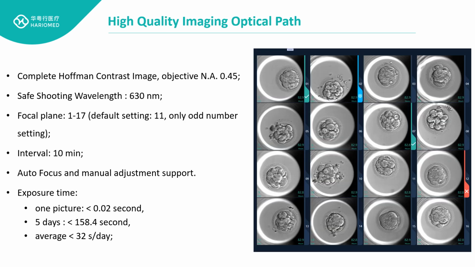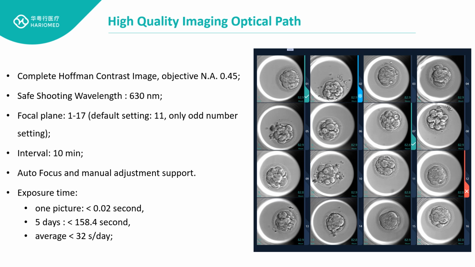And for the image system, we use Hoffman contrast image system to ensure effective images. And the shooting wavelength is safe, which is 630 nanometer. For our default and recommended setting, 11 focal planes and shooting every 10 minutes. So the exposure time for one picture will be less than 0.02 seconds. And the total exposure time for 1 day will be less than 32 seconds.